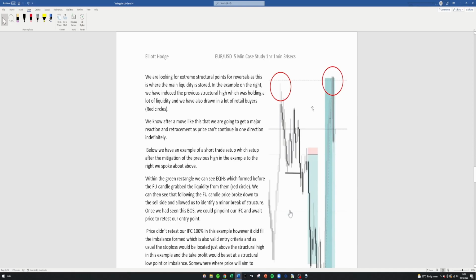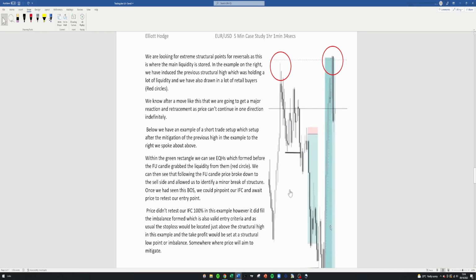We know after a move like this that we're going to get a major rejection and retracement. Price can't continue in one direction indefinitely, and obviously a huge imbalance has been formed, which has to be mitigated at some point in future price action. So below we have an example of a short trade setup, which set up after the mitigation of the previous high in the example to the right, as we spoke about.